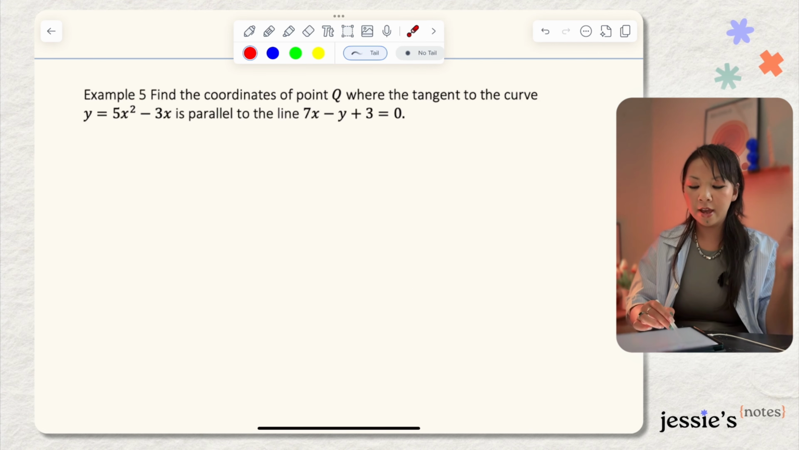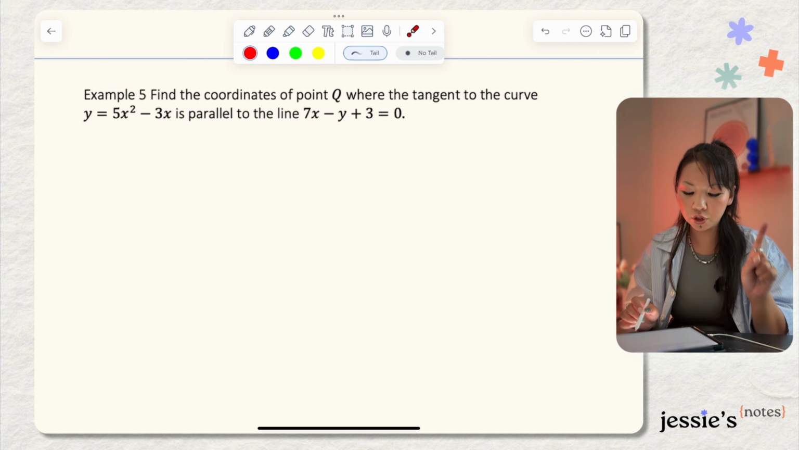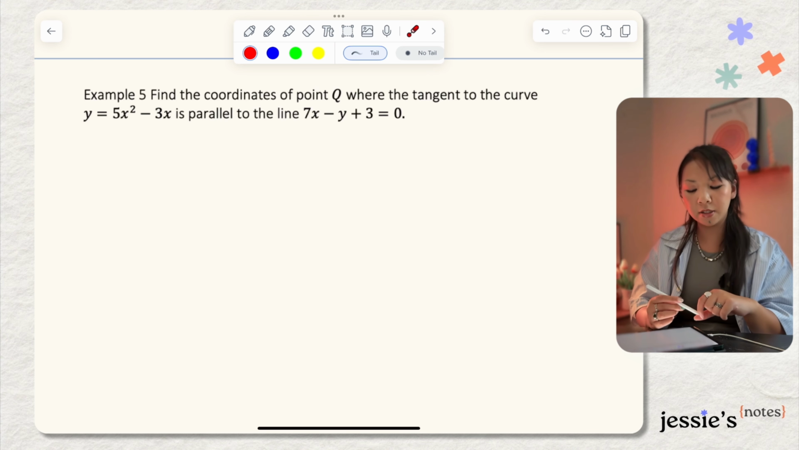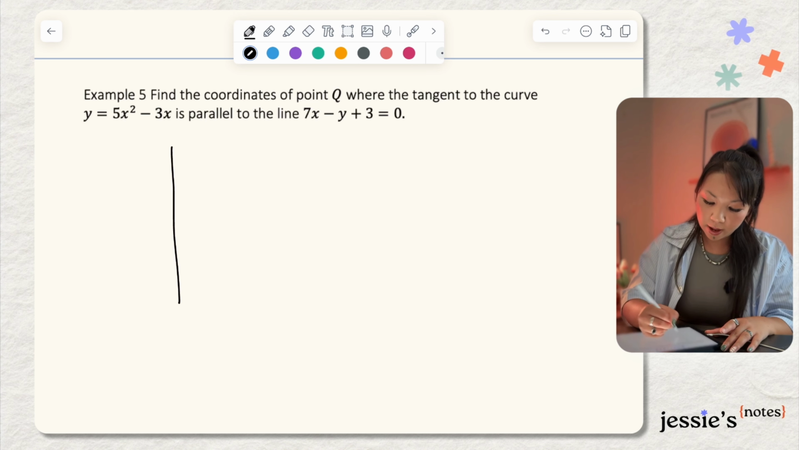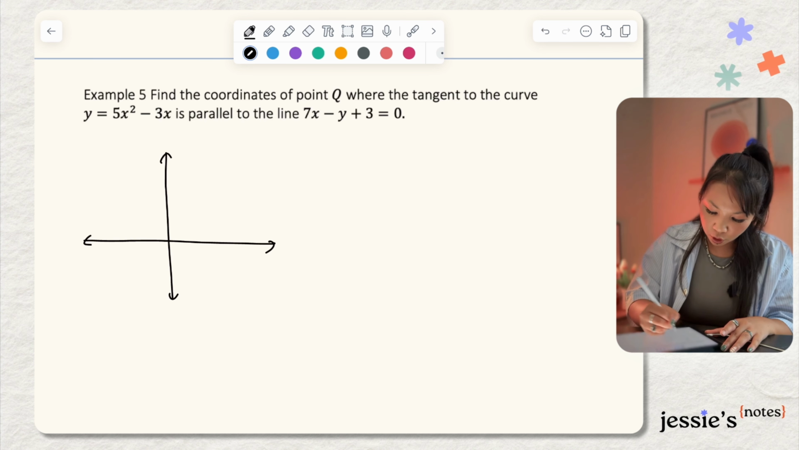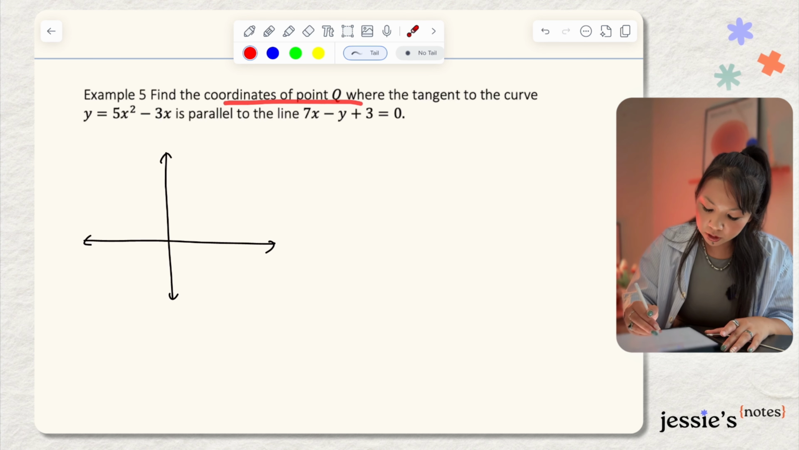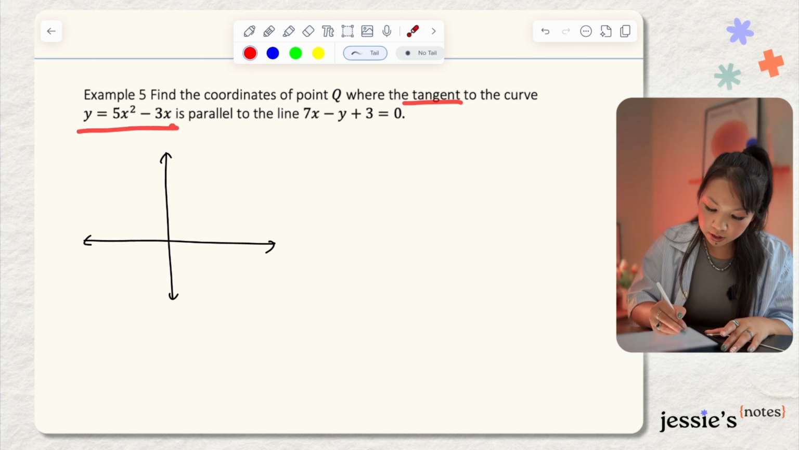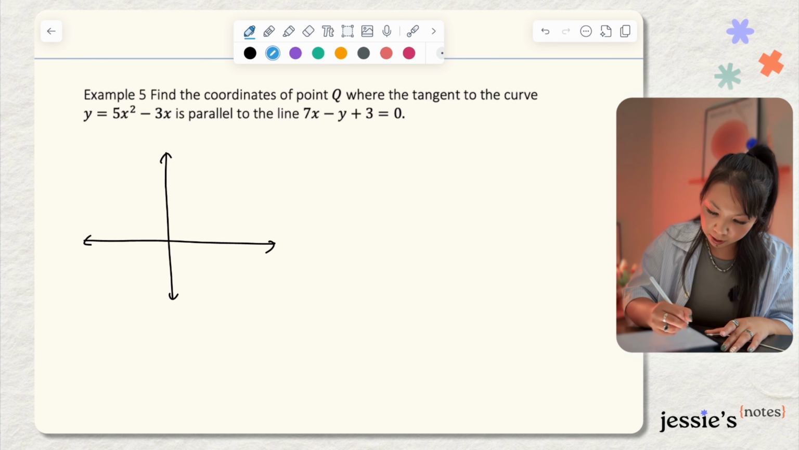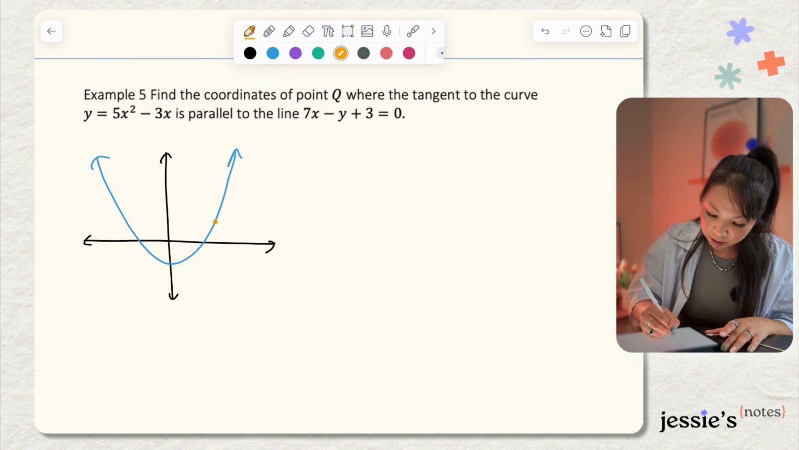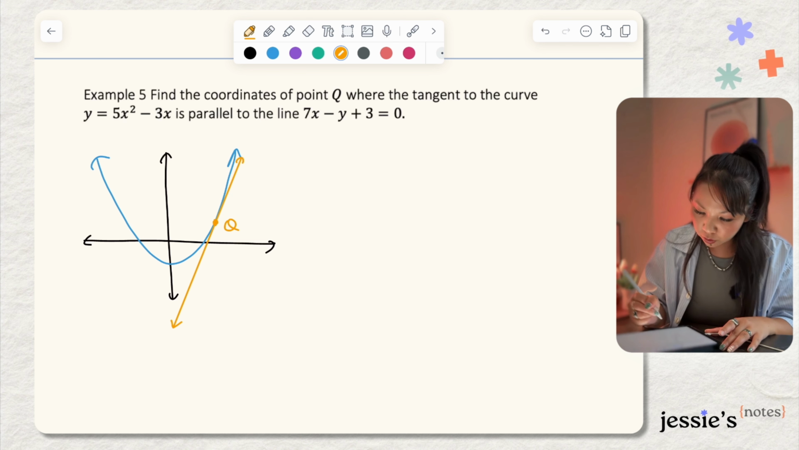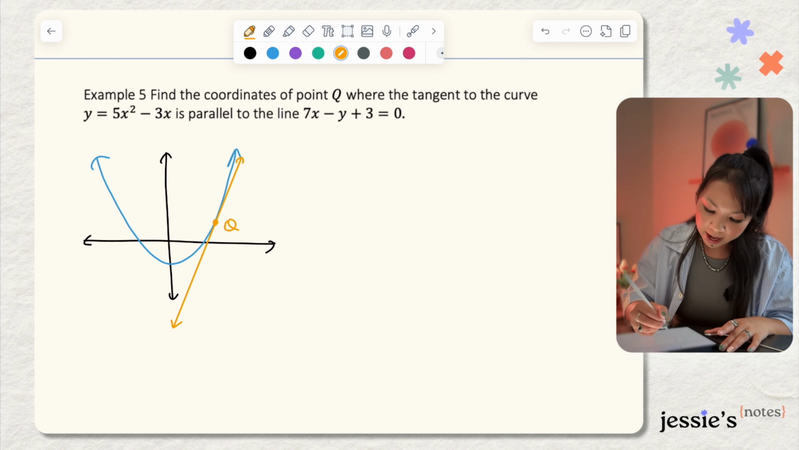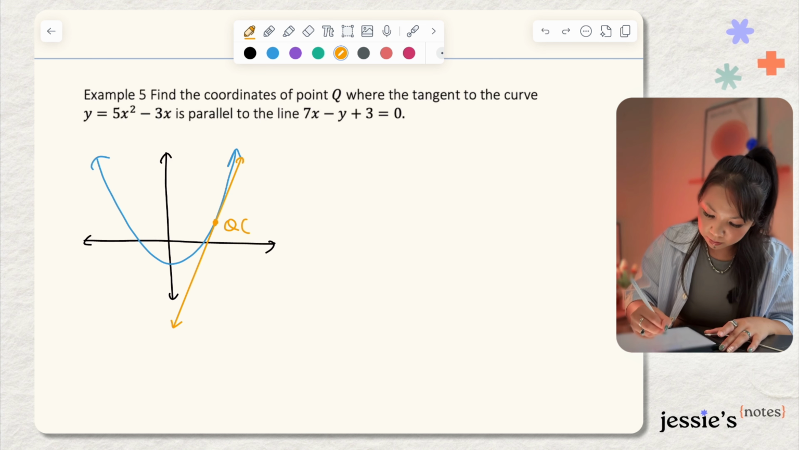Question example 5. Find the coordinates of point Q where the tangent to the curve y equals 5x squared minus 3x is parallel to the line 7x minus y plus 3 equals 0. Okay, so let's draw out a scenario to visualize what's happening. So we're trying to find the coordinates of Q where the tangent to this curve here, so I'm just going to draw in some parabola. And we have some point Q on that curve, which also lies on the tangent to the curve. And our job is to find its coordinates.